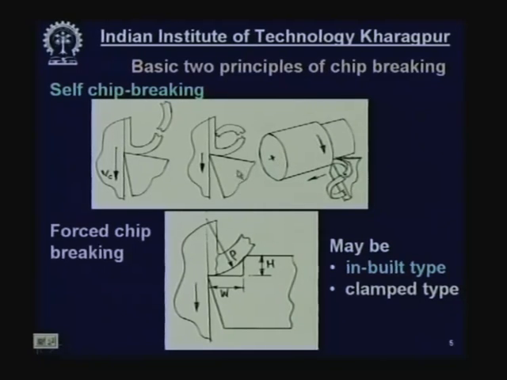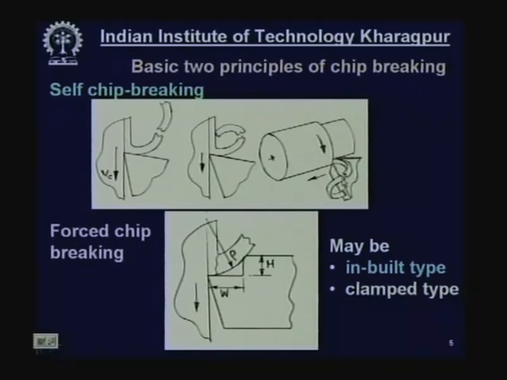Now, again what happens, the chip curls. If during curling it hits the work surface, the unmachined work surface, then there will be further bending and the chip will break into pieces. Again it will come and hit, and it will break into pieces. So, this will continue. Though the material is ductile, the chip will be continuously broken into chips of the same size and shape.